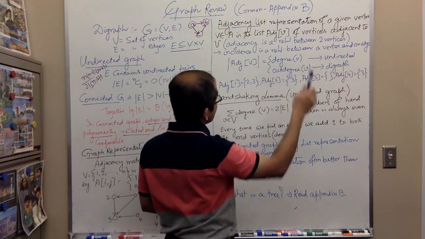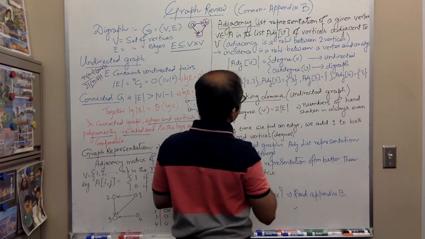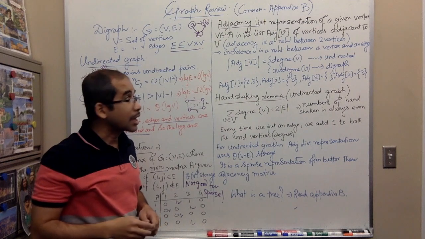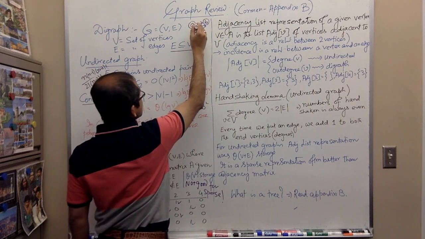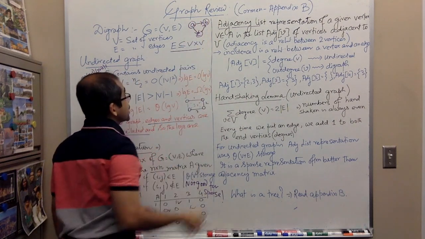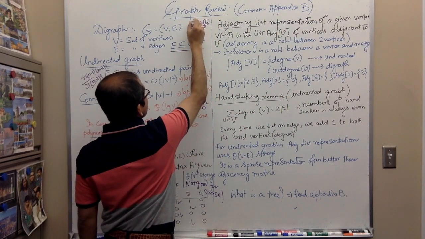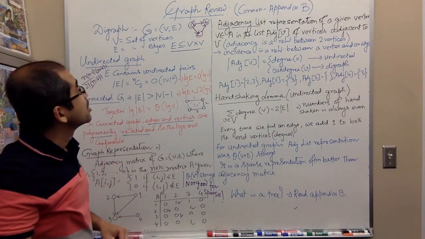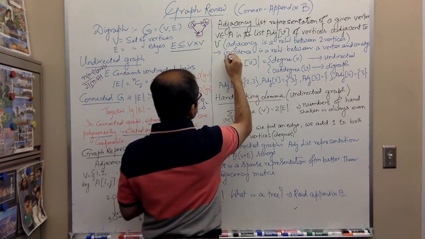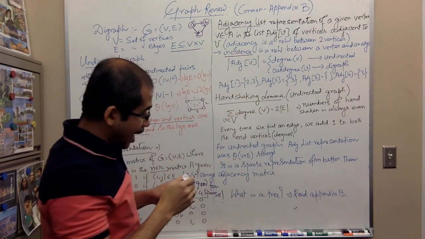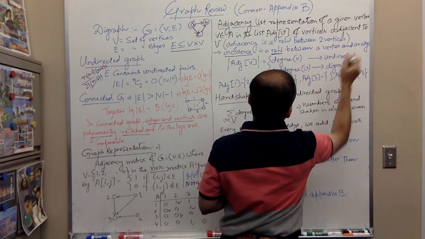Adjacency list representation is vertex by vertex. For a given vertex V belonging to A, the adjacency list of V is the list of vertices adjacent to V. Adjacency is a relation between two vertices, like this edge is adjacent to vertex A and B. Incidence is a relation like this edge is incident on the vertex A because it starts from there. So adjacency is a relation between two vertices, and incidence is a relation between a vertex and an edge.